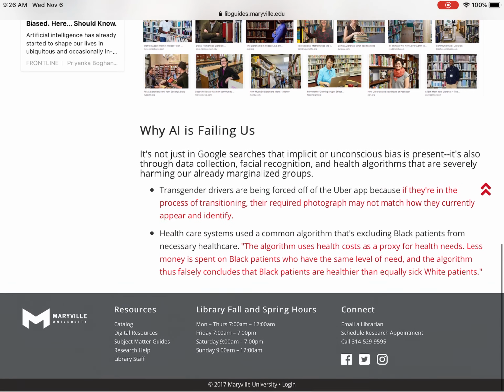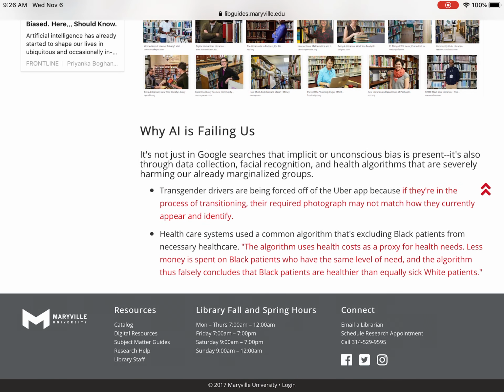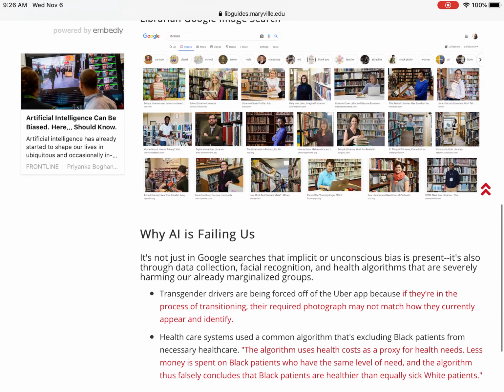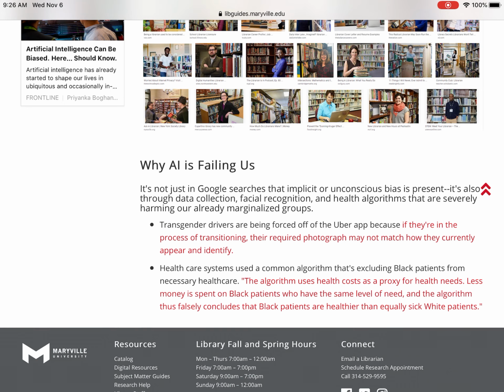But then I've also included some information about why artificial intelligence specifically is failing us. This, with the Google image search, is just a very small example, but implicit bias and unconscious bias is present in many different ways, and that includes facial recognition, data collection, and even health algorithms, which is a really big one and a really concerning one.